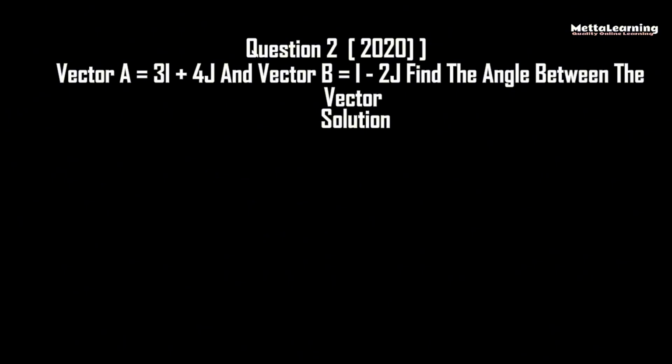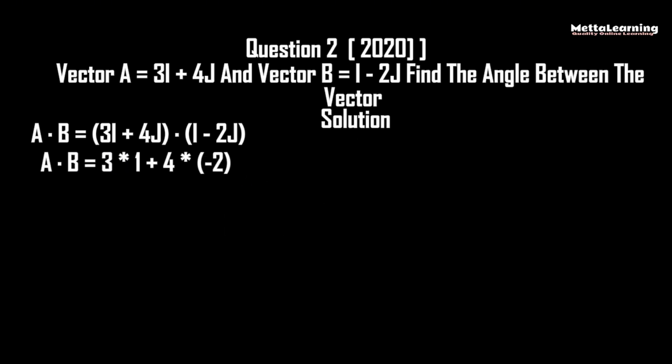To get the scalar product of A and B, we multiply vector A and B together. What is vector A? That would be 3i plus 4j. And what's vector B? That would be i minus 2j. Now, the next thing for us to do is to multiply the numbers according to their elements. Remember, i will multiply i and j will multiply j. So what are the i's?